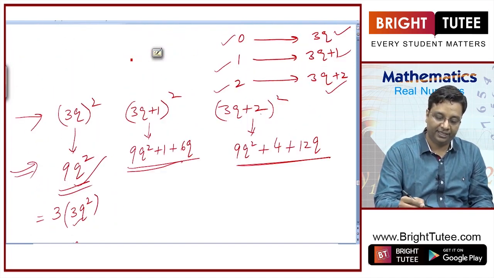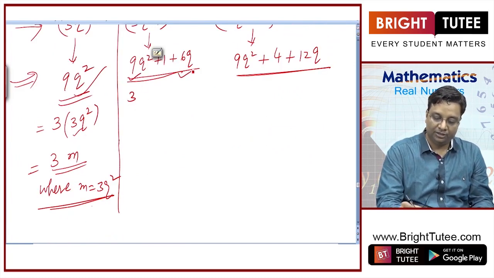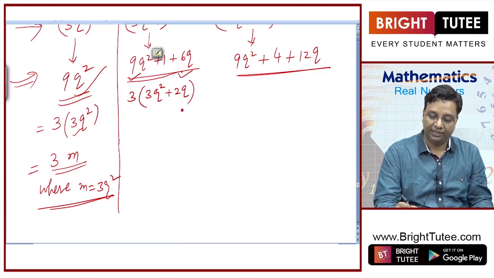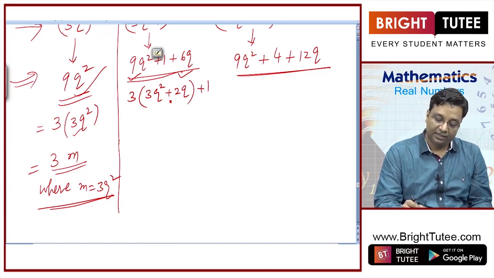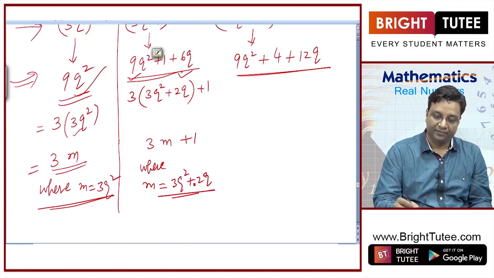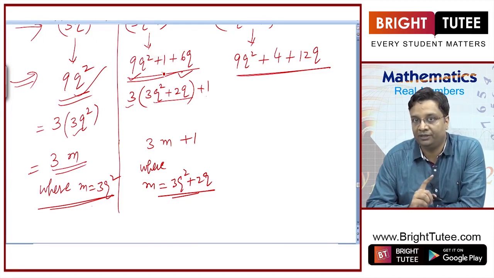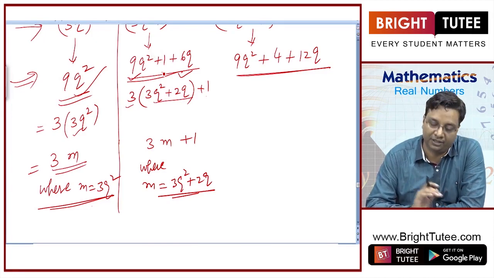Now let's look at this. If I take 3 common from these two terms, what will it give me inside? 3q square plus 2q, plus 1. So now this is of the form 3m plus 1, where m is 3q square plus 2q. So this number is of the form 3m plus 1. When this number is divided by 3, it will give me remainder 1. So that is why this is of the form 3m plus 1.